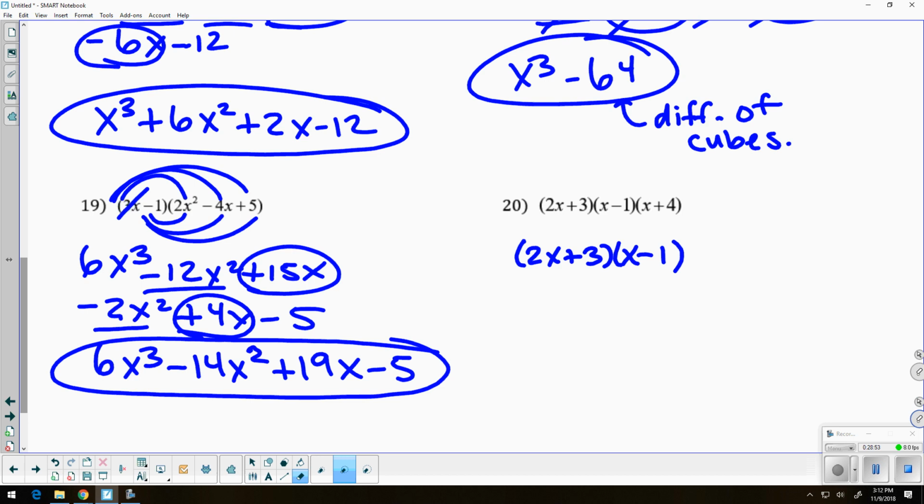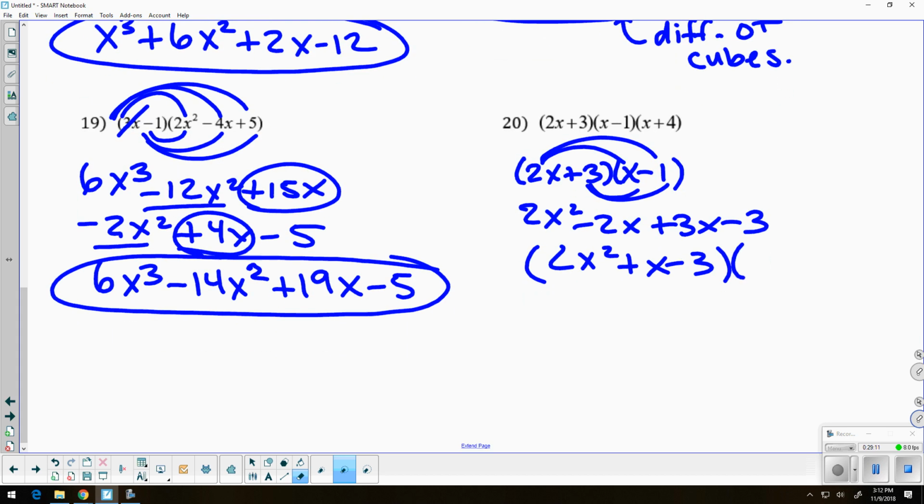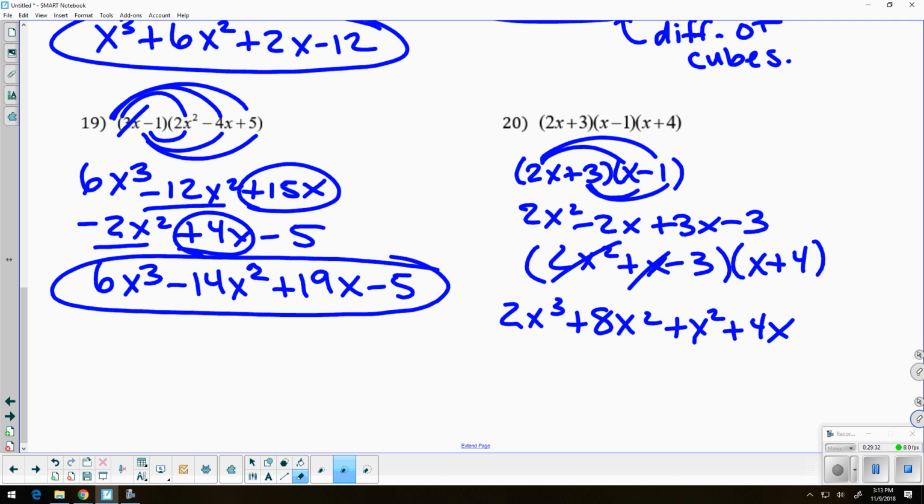Okay, so just FOILing these two together would give you 2x squared minus 2x plus 3x minus 3. So you'd have 2x squared plus 1x minus 3. Okay, that's what we get from the first two. Now take this and multiply that by the third binomial, the x plus 4. Multiplying those together, you would have 2x cubed plus 8x squared. So I'm done with the 2x squared. Now distribute x to both terms, so you'd have plus x squared plus 4x. Done with that one. And now distribute negative 3, so you'd have minus 3x minus 12.